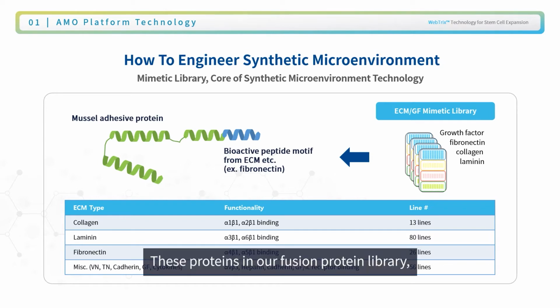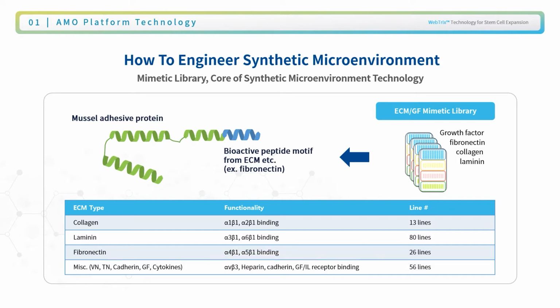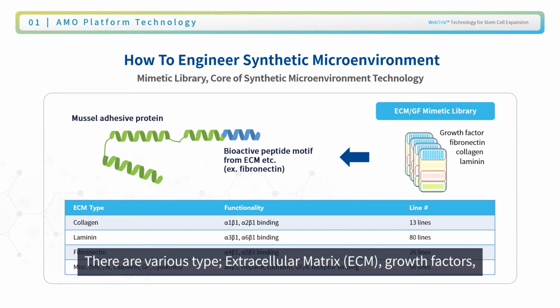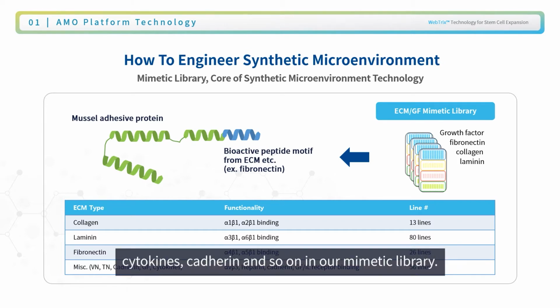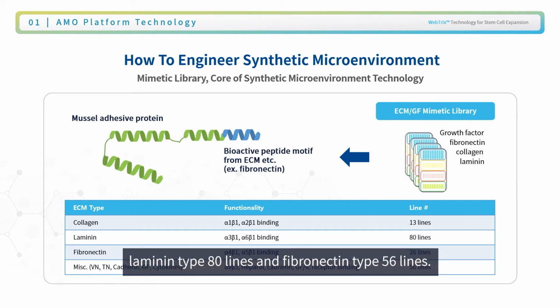These proteins in our fusion protein library are coated on AMO Webtrix surface in order to mimic biochemical environment of human microenvironment. There are various tight extracellular matrix, growth factors, cytokines, cadherin and so on in our mimetic library. Many lines comes from ECM. We have collagen type 13 lines, laminin type 80 lines and fibronectin type 56 lines.